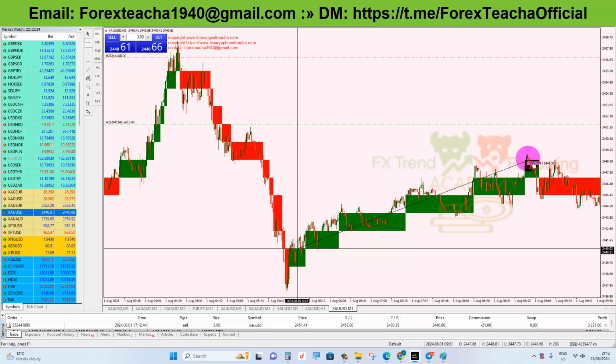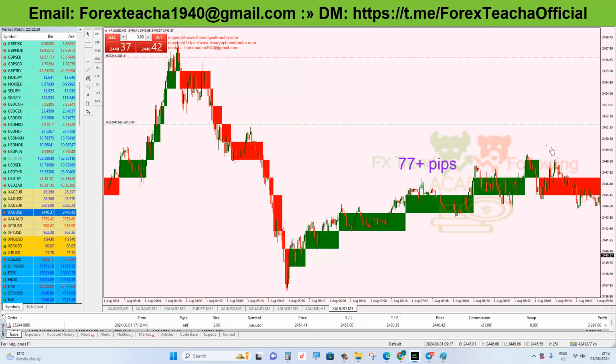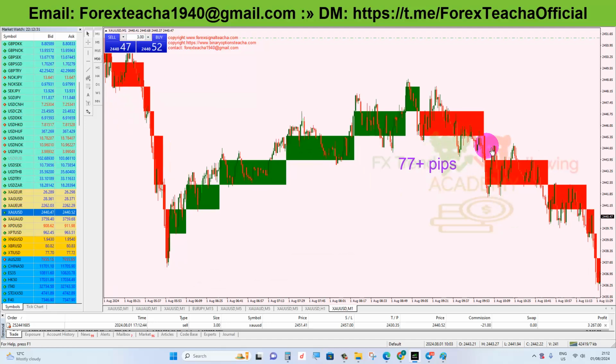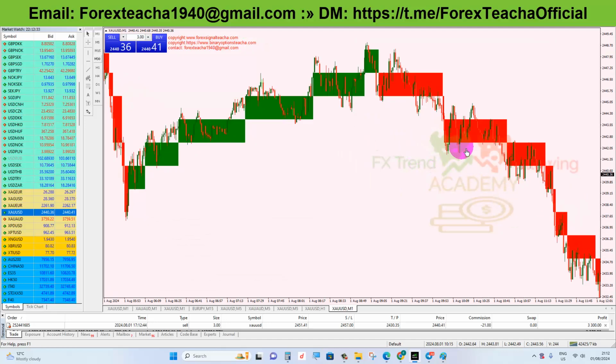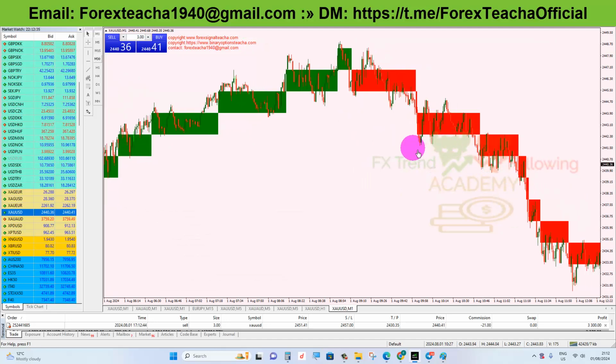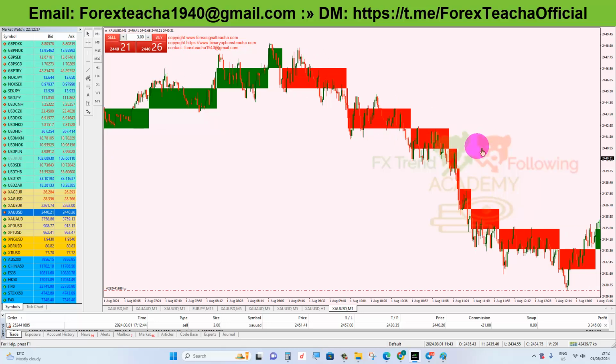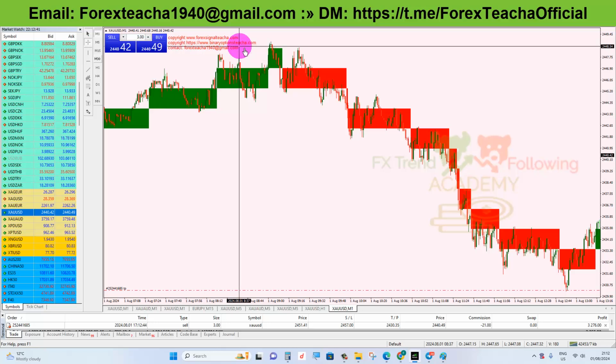You can see it went up about 77 pips, right? So you can also see another signal. Let's just quickly try and show you guys. I don't know why my computer is freezing so much when it has about 64 gig RAM.